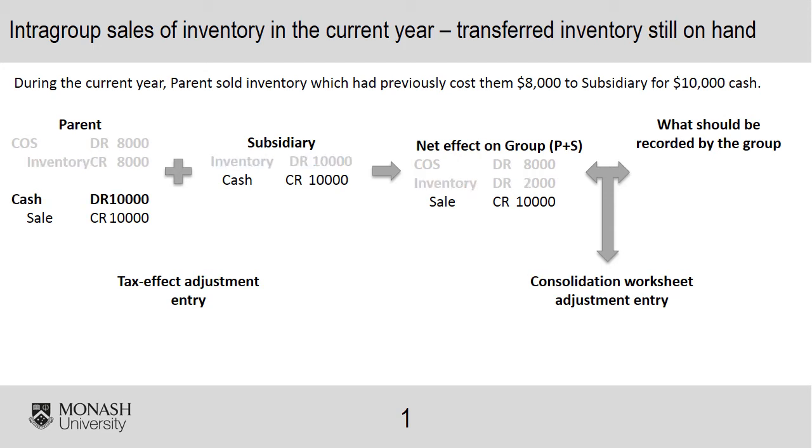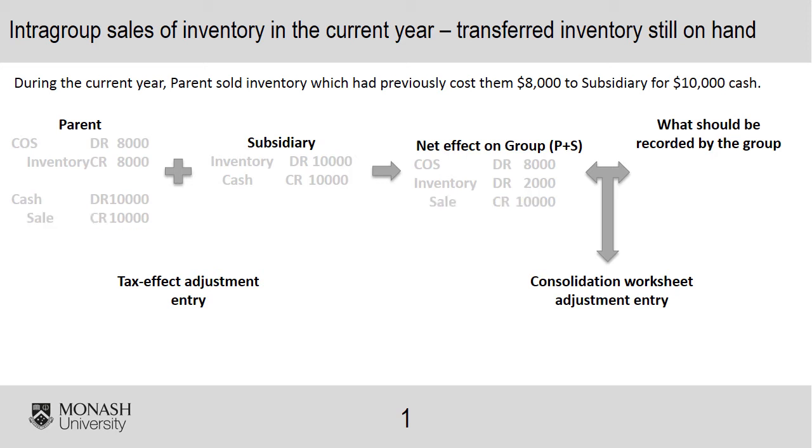Simply adding them together, we would have a debit of 2,000 to the inventory account as a net effect. Cash was debited for 10,000 by the parent and credited for 10,000 by the subsidiary. They just cancel themselves out, so the net effect is 0 to the cash account. Sales was credited by 10,000 by the parent, and there was no sale recorded by the subsidiary because again they are the buyer. We would have 10,000 on the credit side for sales revenue as a net effect on group.